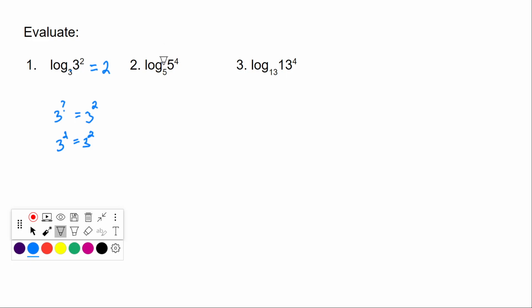So here we have a base 5, an argument of 5 raised to the 4th power. That's going to be a value of 4. Base 13, argument of 13 raised to a power of 4. That one is also going to have a value of 4. So when your base and your argument match, and you have the argument raised to yet another power, your value for your logarithm is going to be that power.